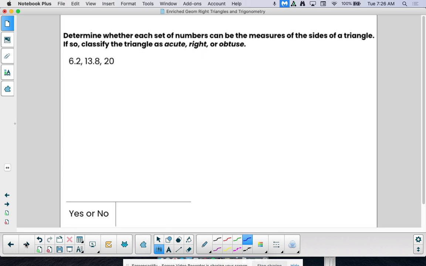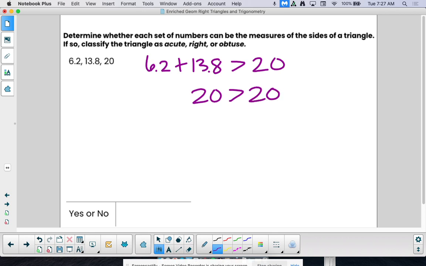Okay, and then our last one here, folks. Have some decimals, but the process is still the same. So again, we first have to figure out, do these three side lengths form a triangle? So 6.2 plus 13.8, is that greater than 20? 6.2 plus 13.8 is 20. Is 20 greater than 20? No, they're equal. It's not greater, so this would be no, and then you're done. We can't classify the triangle if it doesn't even make a triangle, right?